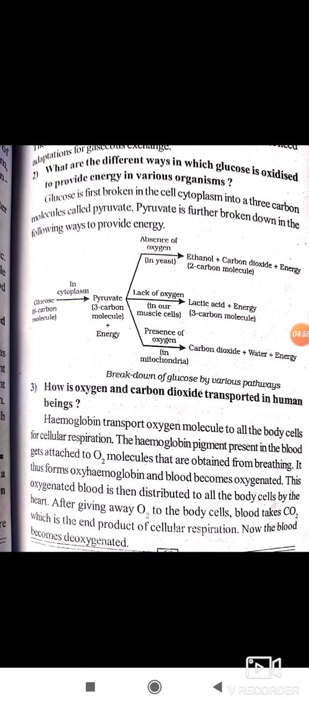After giving away oxygen to the body cells, blood takes carbon dioxide, which is the end product of cellular respiration. Now the blood becomes deoxygenated, since hemoglobin pigment has less affinity for carbon dioxide. So carbon dioxide is mainly transported in the dissolved form. The deoxygenated blood gives carbon dioxide to the lung alveoli and takes oxygen in return.